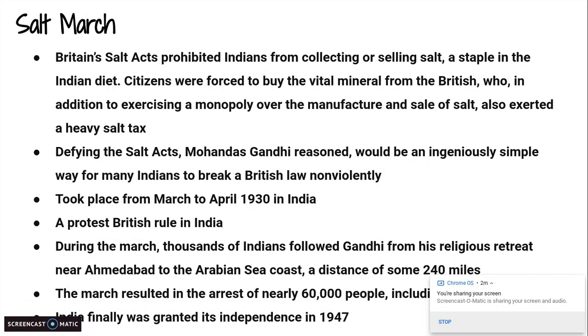During the march, thousands of Indians followed Gandhi from his religious retreat near Ahmedabad to the Arabian Sea coast, a distance of some 240 miles. The march resulted in the arrest of nearly 60,000 people, including Gandhi himself. India was finally granted its independence in 1947.